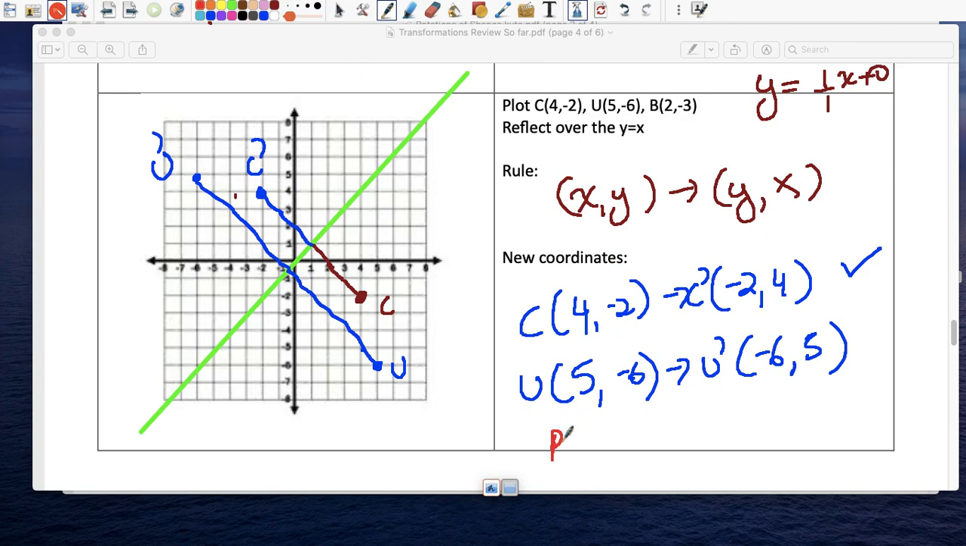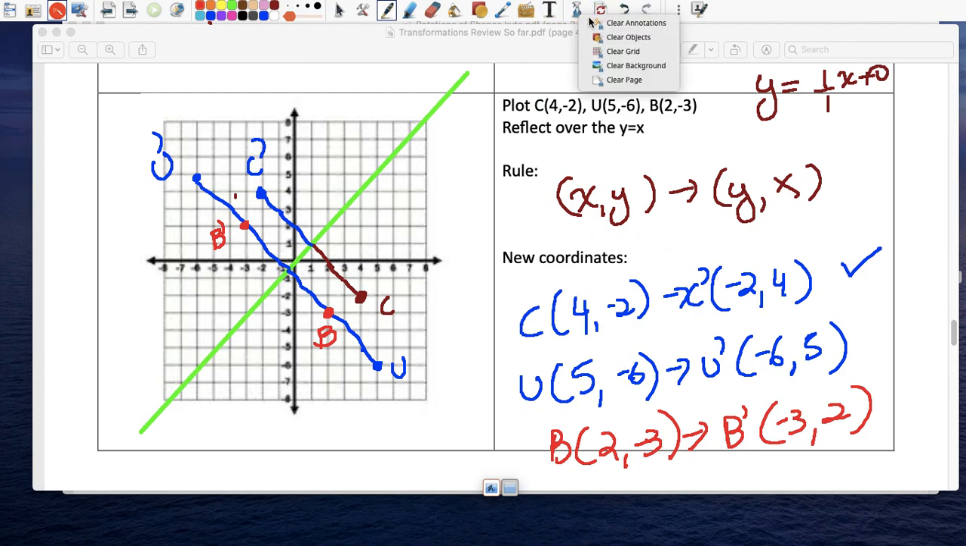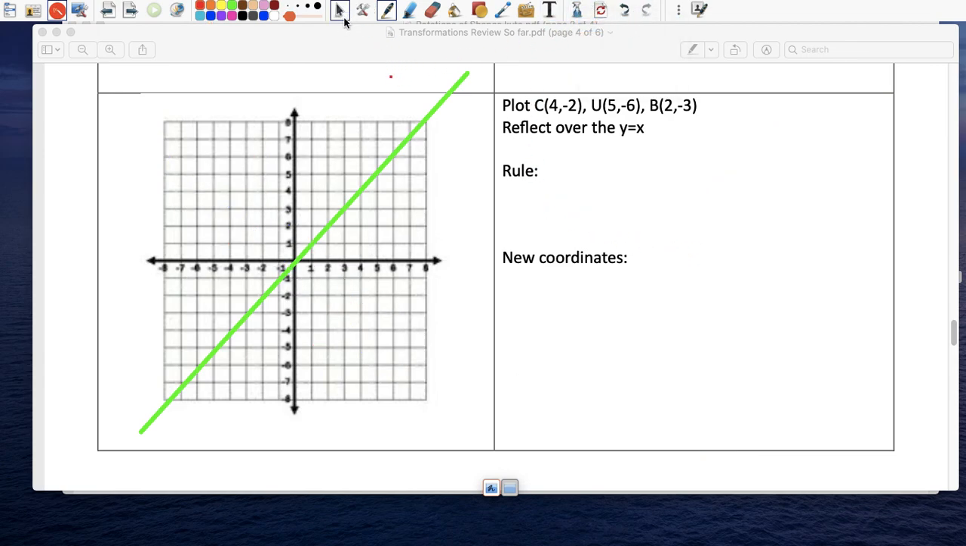And then we have point, what is the other point? Point B. 2 and -3 to become B prime. Switch them. That's it. No negations, nothing necessary. So B is 2 and -3, which is right over here. That's B. B prime is going to be -3 and 2 right here. Okay. That's really it. Probably the easiest of the rules, if there's such a thing.